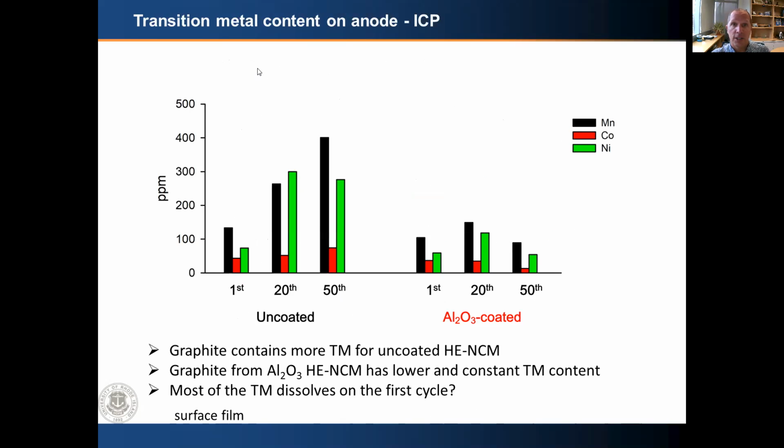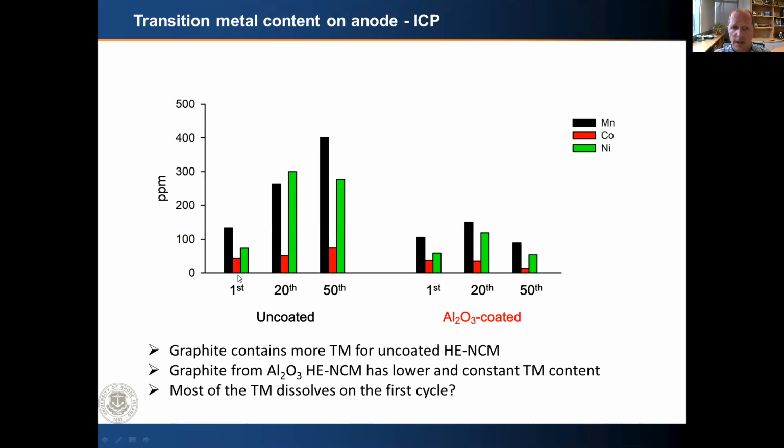If we look at the transition metal content on the anode, which once again is a characteristic frequently of the decomposition reactions on the anode, for the uncoated sample, we see relatively high concentrations of manganese, cobalt, and nickel after the first, 20th, and 50th cycle. However, we see significant reduction in these transition metal contents for the alumina coated, which once again suggests that the aluminum coating is inhibiting transition metal dissolution.